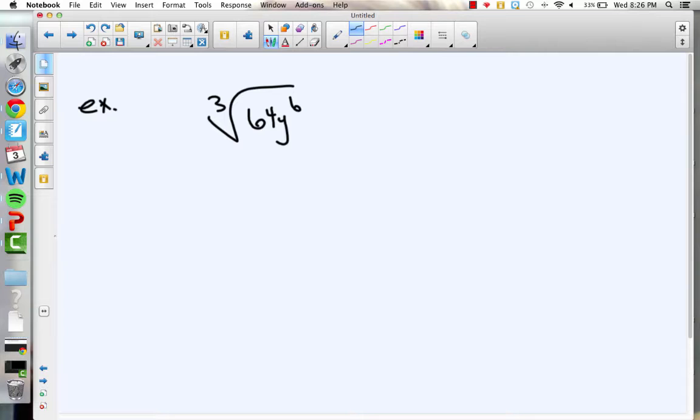We first want to think about taking the cube root of our number, whatever number we have. Well, what is the cube root of 64? In this case, the cube root of 64 is going to get us, let's see, 4. 4 times 4 times 4. So that's going to get us 4. And then, I guess I'll just write this here. And then we want the cube root of y to the 6th.